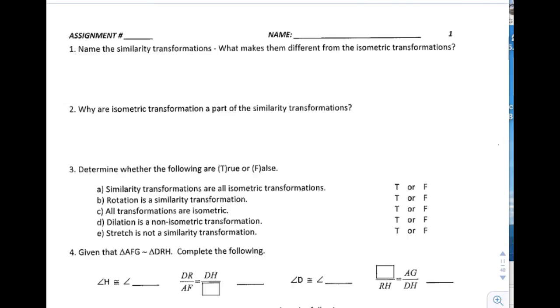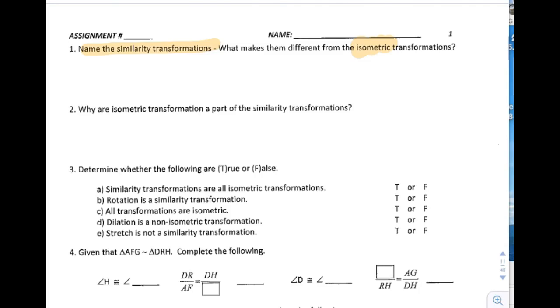Question 1 is very similar to a couple of the different questions in the notes from today. Name the similarity transformations and what makes them different from the isometric or rigid motion transformations. The similarity transformations are dilation, rotation, reflection, translation. And what makes them different from isometric rigid motion transformations is that that list includes dilation. That's the only difference in those two lists.